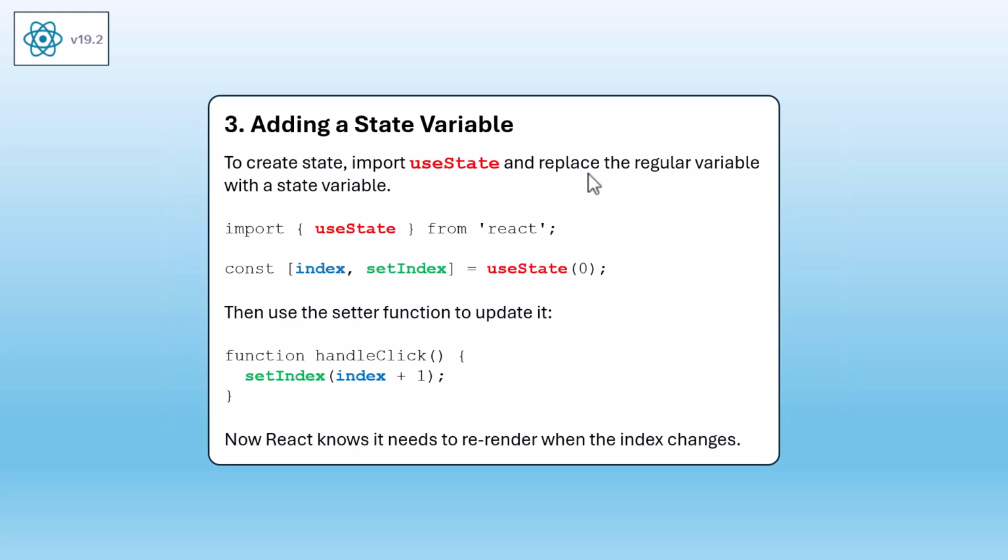3. Adding a state variable. To make React remember something, we use the useState hook. Think of it as telling React, hey, I want this component to remember a certain piece of data. When you create a state variable, you also get a special function to update it. This function doesn't just change the value, it tells React to re-render the component with the new data. Each time the component renders, React will give you 2 things back, the current value and the function to update it.